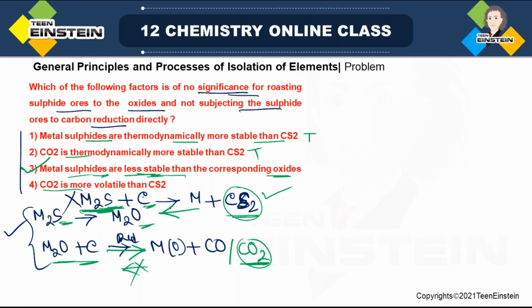And the last statement is very easy to answer, because we know CO2 is gaseous in nature, but CS2 is actually a volatile liquid. So under normal conditions, CS2 is a liquid and CO2 is already in gaseous form, so obviously CO2 will be more volatile. So this statement is also correct. And when the byproduct is gaseous in nature, its removal will also be very easy. So this is also important for this observation.